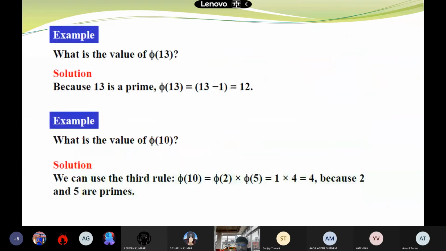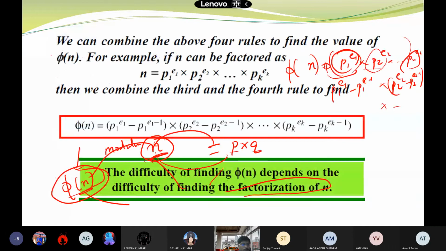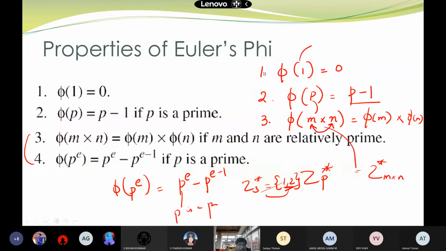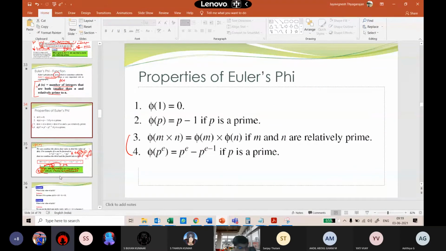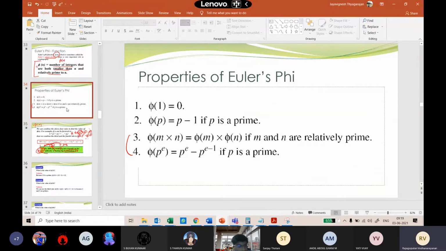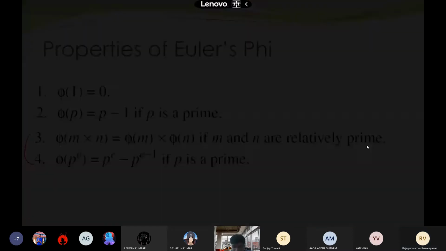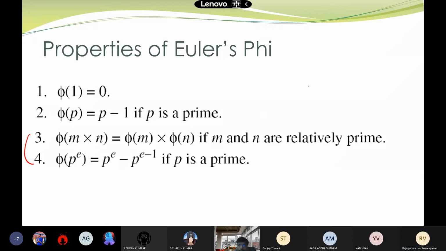Now the first problem goes like this. I want you guys to find out what is phi of 13. Can you tell me what is phi of 13? Which rule will you apply? 12. Yeah. So how did you say that it is 12? Can you justify which property you applied? Prime number, yeah, second property. Very good. So it goes with the second property. Very good.